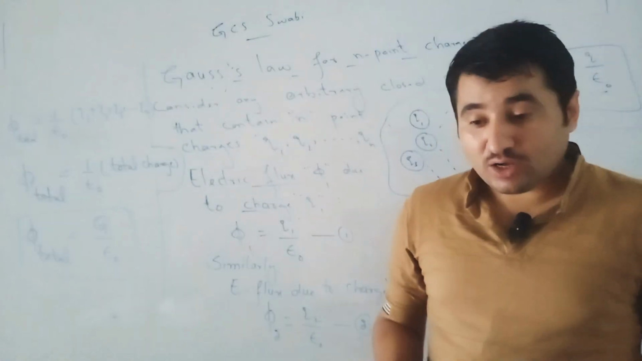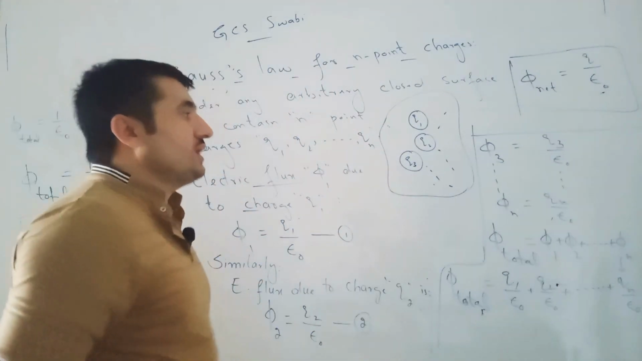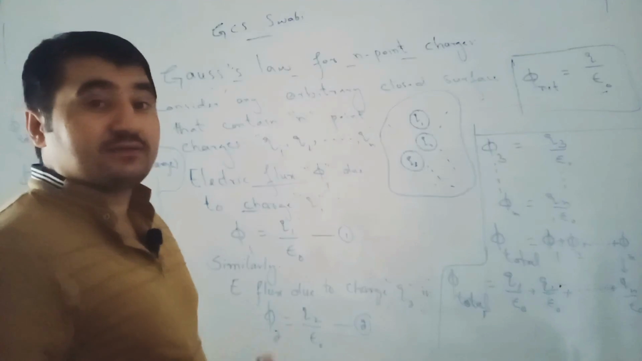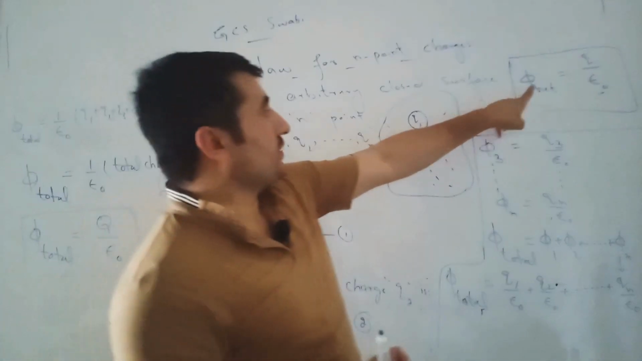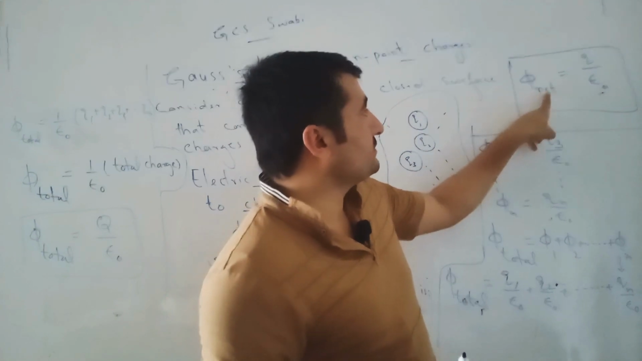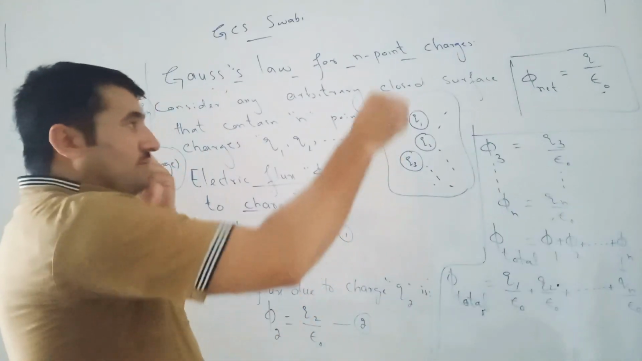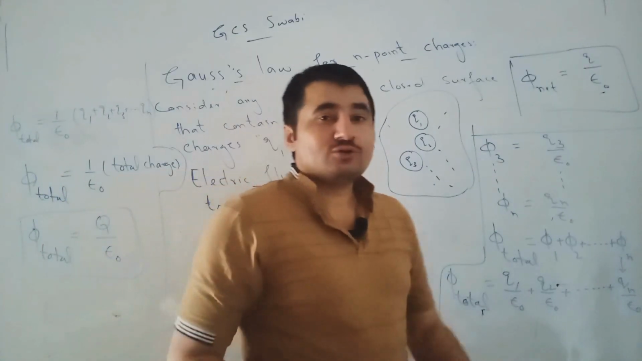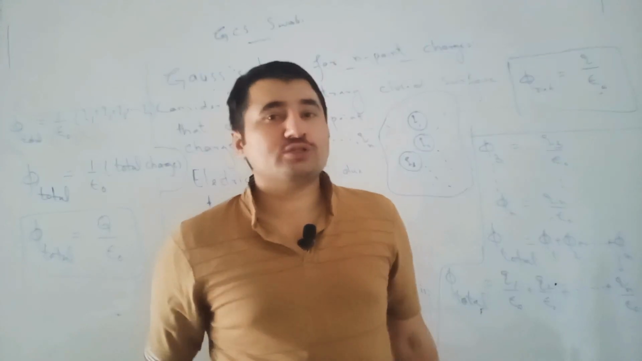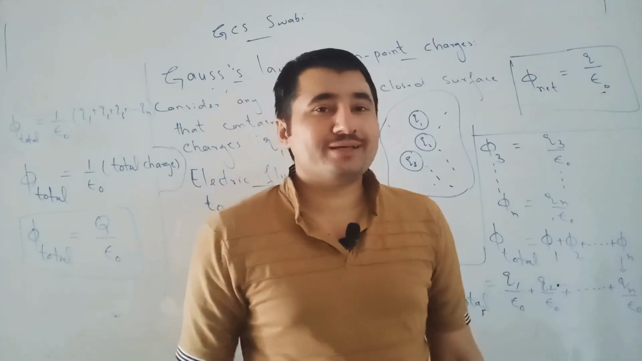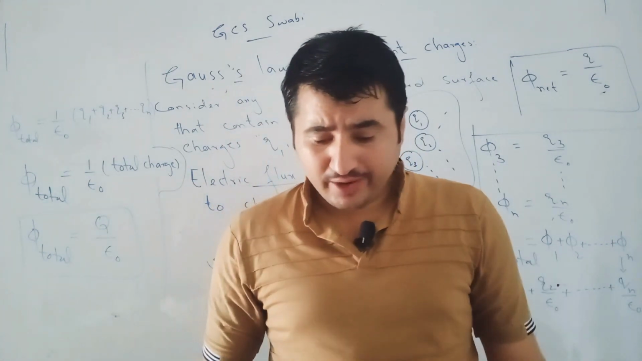In our next class, we will find out the applications of Gauss's law. We will find out the electric field intensity, because this flux is equal to E dot A, which is related to the electric field intensity, and that is related to Q by epsilon naught. So we can find the electric field intensity using Gauss's law. There are some applications of Gauss's law which are very important from the examination point of view, and we will do that in our next class.